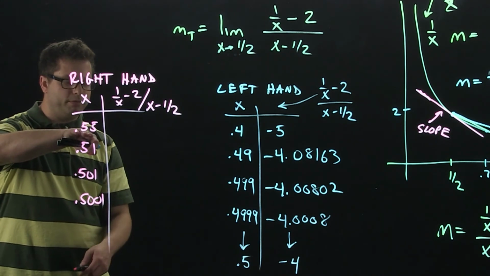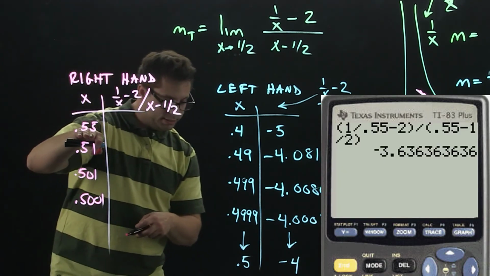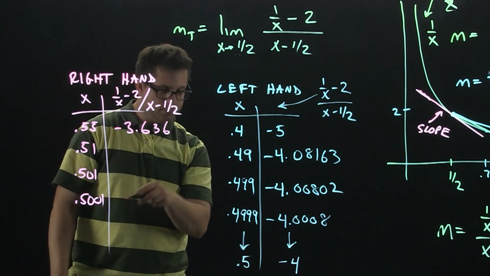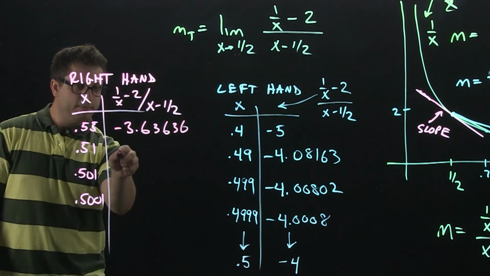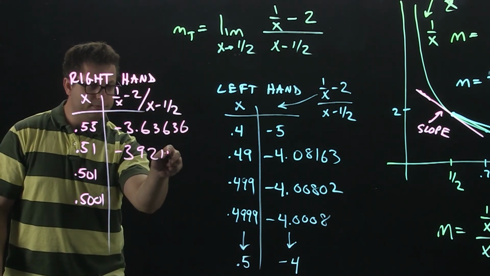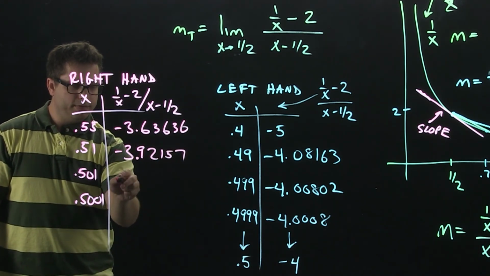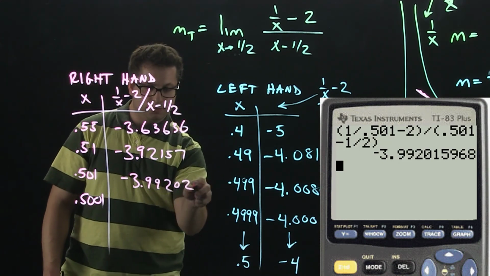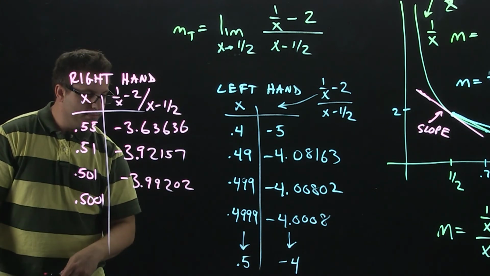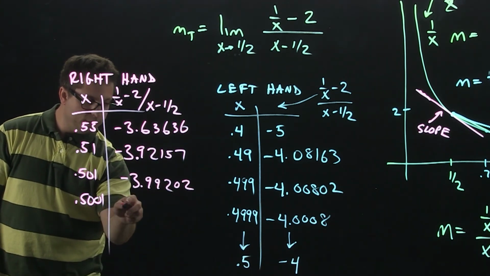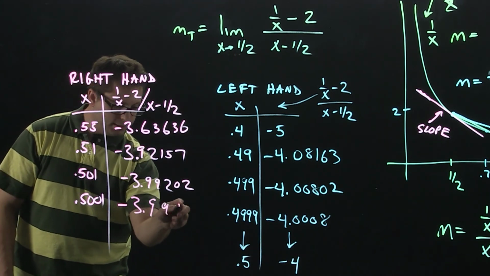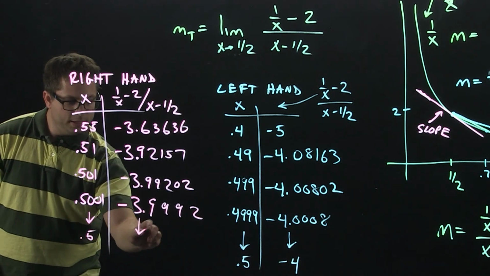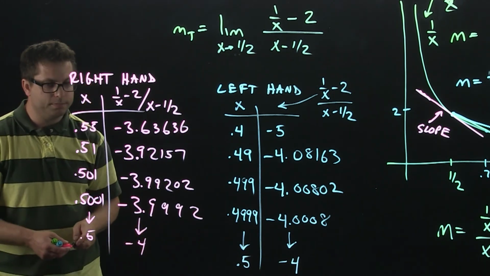If I plug in 0.55, take a look at the calculator, I get -3.63636. Then 0.51, I'm going to get -3.92157. 0.501 gives -3.992. Again, the calculator will confirm that. And then finally, 0.5001, we get -3.9992. So as we're getting close to 0.5, these values are getting close to -4.